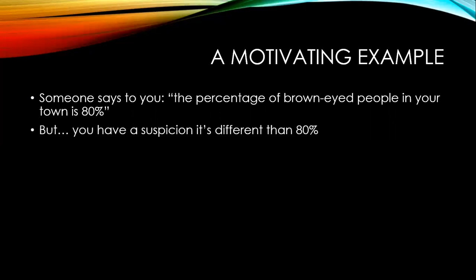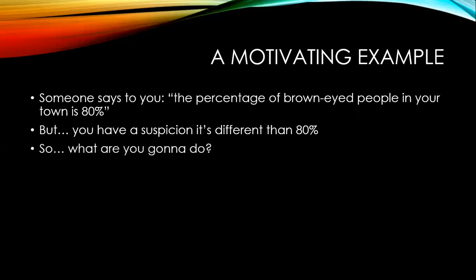But you've got this suspicion that it's actually different from 80%. Someone said to you, 80% of people in this town have brown eyes, but you've been around town, it's your hometown, you've walked around town, and you know a lot of people. Your suspicion is that 80% of people is not the correct statistic. So that's what you think. And you're a very curious person, so you want to investigate whether the percentage of people in your town really is 80%.